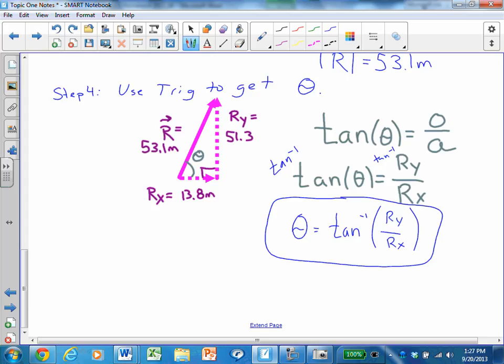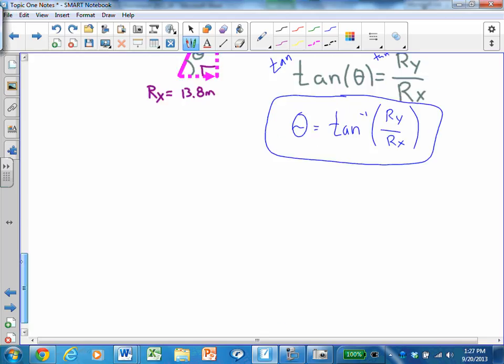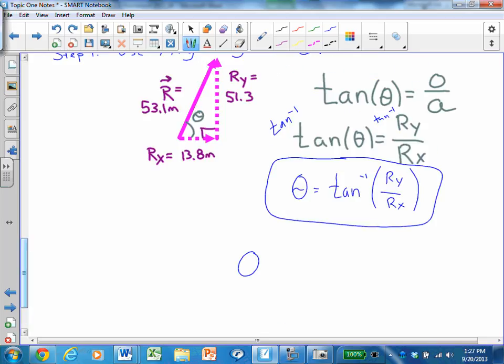So our Ry was 51.3 and our x was 13.8. The meters cancel because there's meters on top and meters on the bottom, which is good. Let's get degrees out of it. Now what we're doing here is we're going to use the second tan inverse button, right?